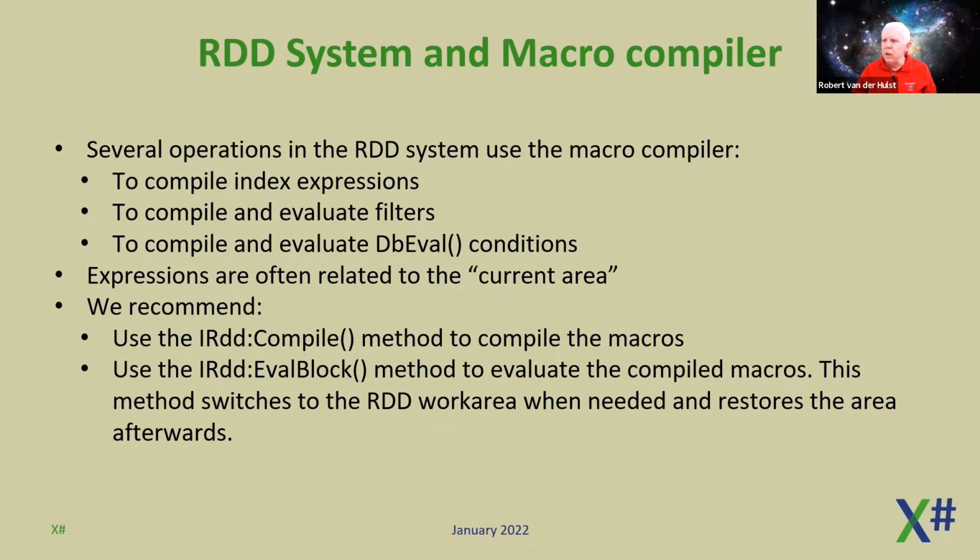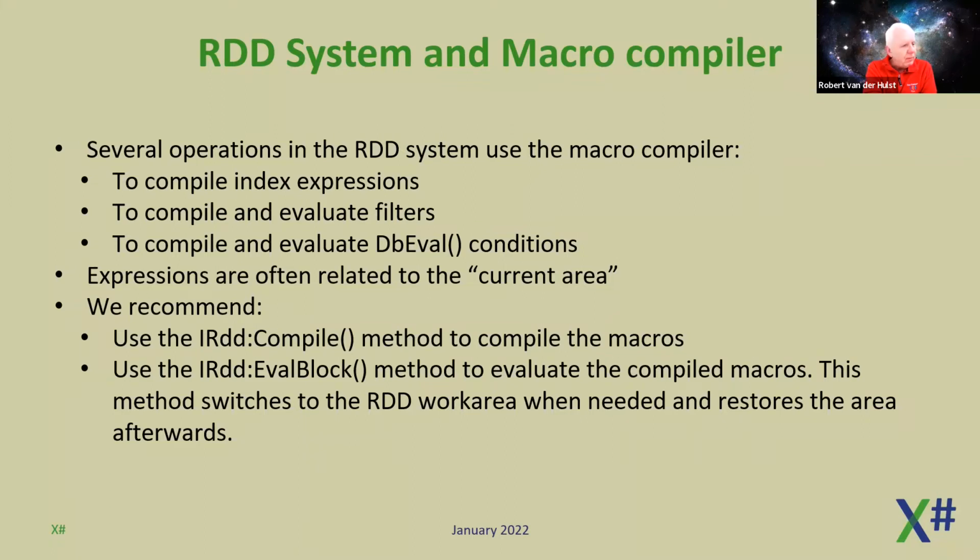Okay, we got some questions about RDDs and macro compiler, and I've tried to summarize in this slide how these two are related. First of all, the RDD system sometimes needs to compile strings for index expressions, for filters, and to compile and evaluate DBL conditions. To compile these expressions, we use the macro compiler. And the result of the macro compiler is something that's called a code block. We all know that.